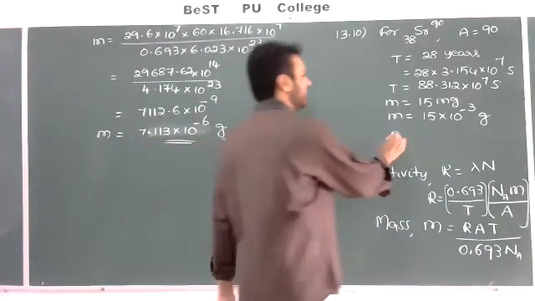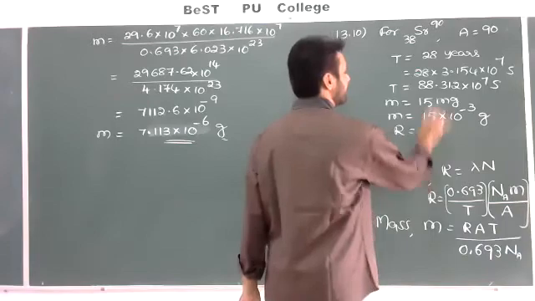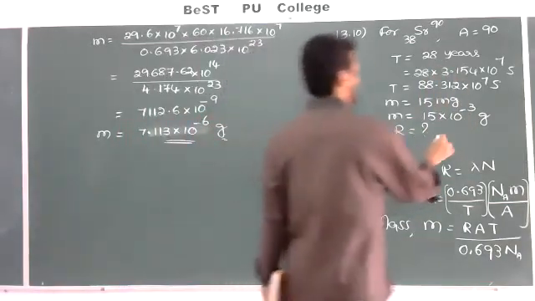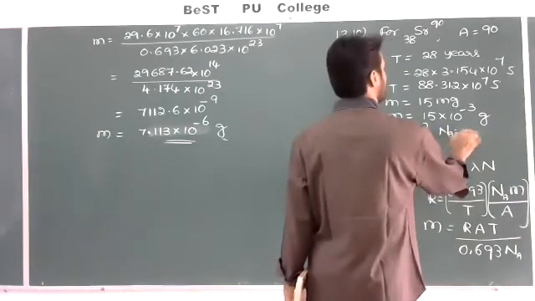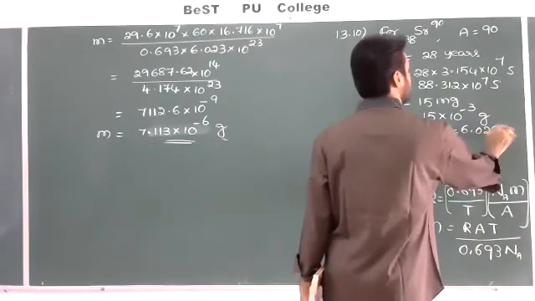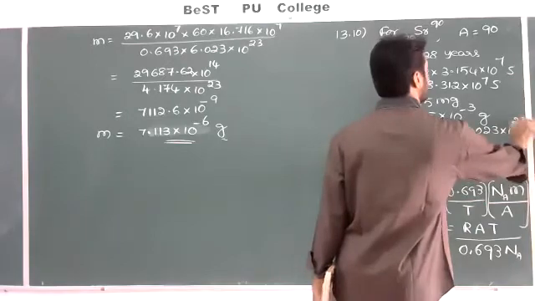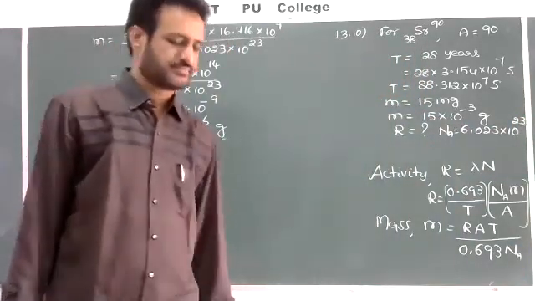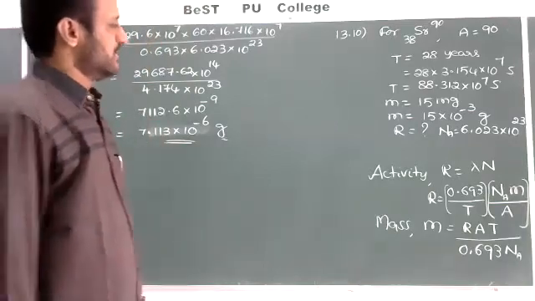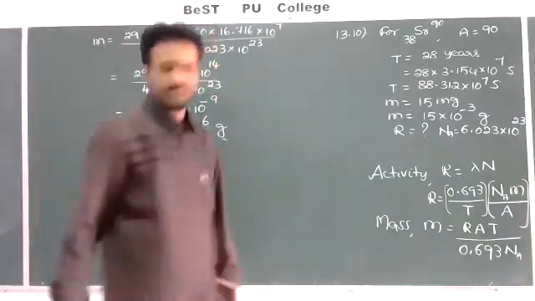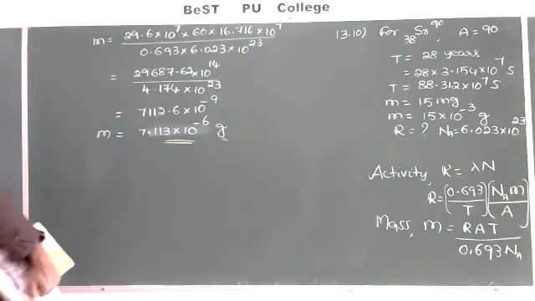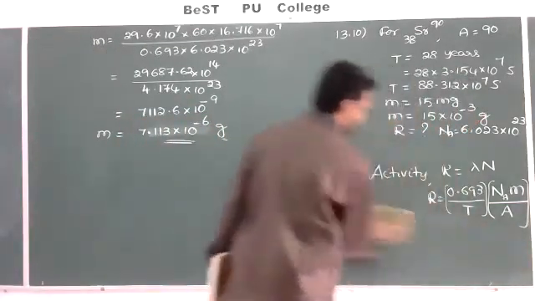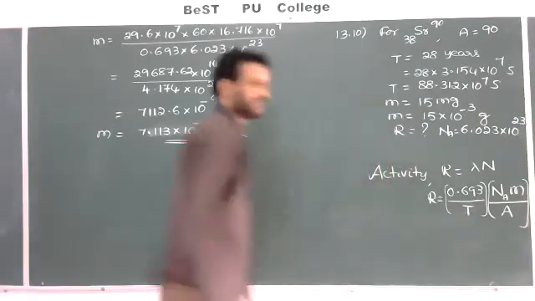Now we have to estimate the rate of decay. The Avogadro number we can write directly, already a known value: 6.023 into 10 to the power of 23. Use this Avogadro number. The formula is the same, but the last step requires a modification. Directly we have to substitute all the values in this formula.